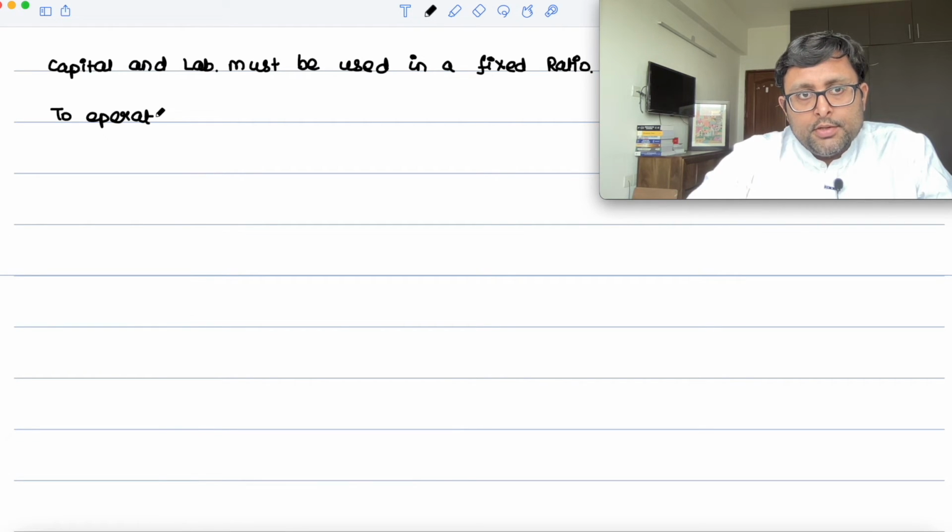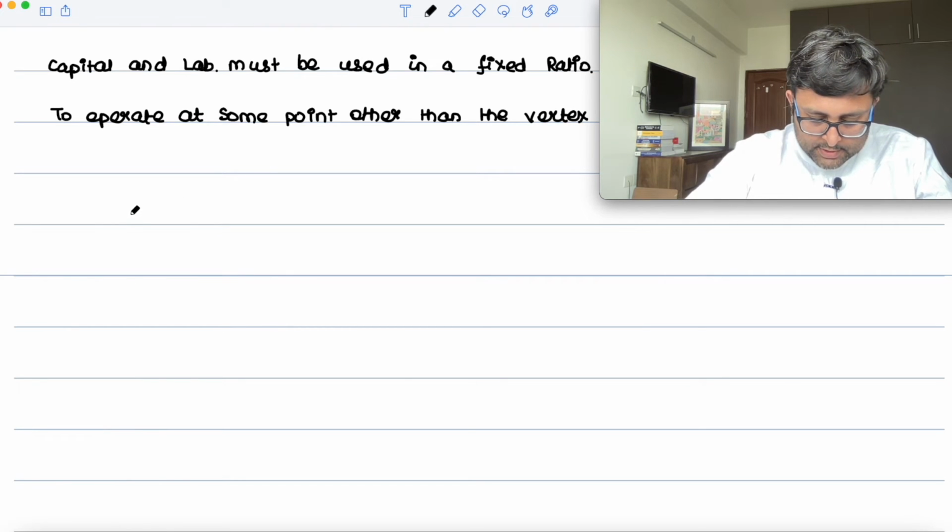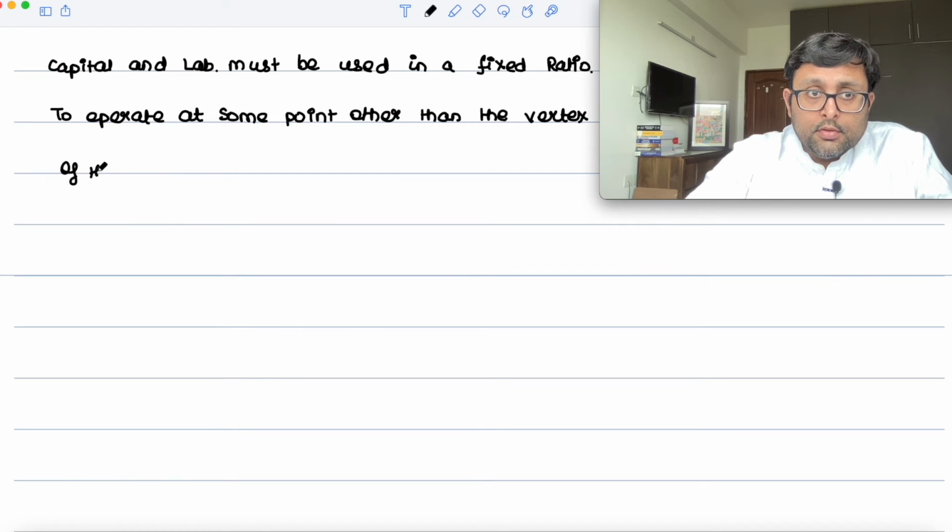To operate at some point other than the vertex of the isoquants. But all of this is true only for this production function, right?